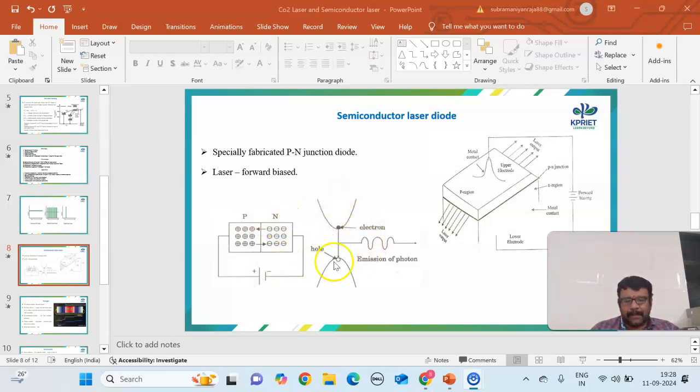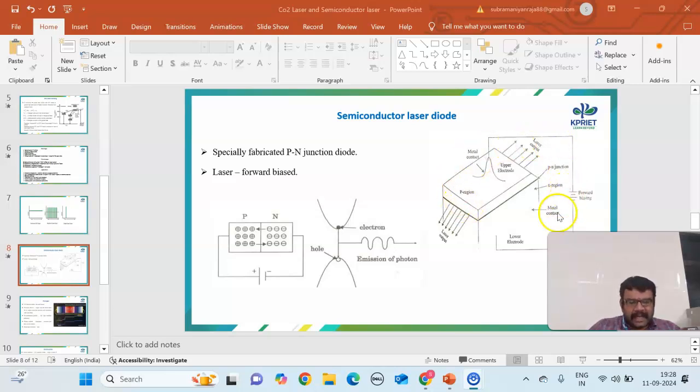So we have the band structure here. This is called the conduction band and this is called the valence band. Normally at higher temperature, the valence band will have holes because electrons from the valence band have already made a transition to the conduction band. As a result, the recombination of an electron and a hole gives rise to your output, which is the emission of a photon, or in other words, the laser emission.